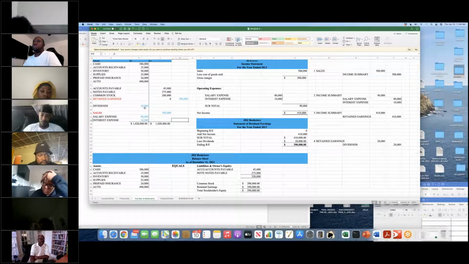So what this tells you is that you no longer have these amounts. You've summarized those and retained earnings moves from zero to 390. That's the closing process that every company in the world uses. And not-for-profits such as Texas Southern, City of Houston.